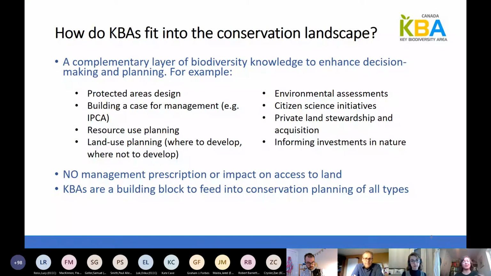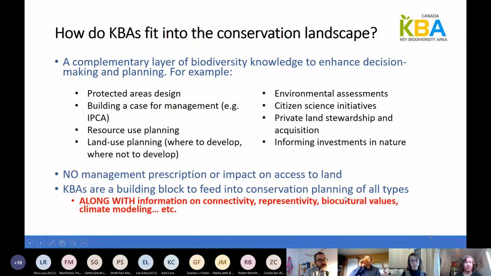But we're trying to prepare for that by bringing people in who have an interest in the land to participate in the process so they can understand why it's a key biodiversity area. So key biodiversity areas are a building block, I would say, to feed into conservation planning of all types. And that's, as I mentioned before, it is one approach.